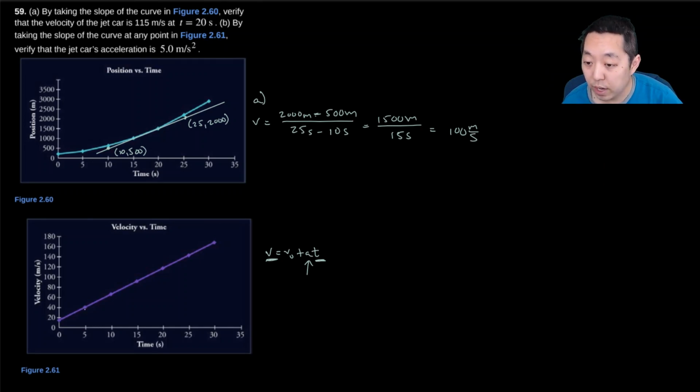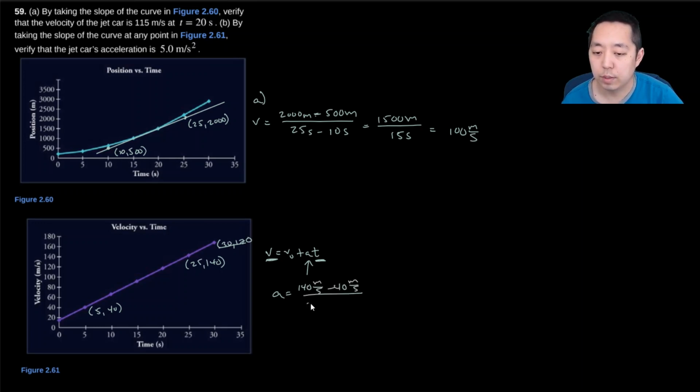Let's say this is 5 and 40. And say this is 30 and, I don't know, 170. Or maybe this point would have been easier: 25 and 140. Yeah, let's use that point instead. And so the acceleration is just the slope of this line, 140 meters per second minus 40 meters per second, divided by 25 seconds minus 20 seconds. And this is 100 meters per second on the top, divided by the bottom here, which is 5 seconds. That's 20 meters per second squared.